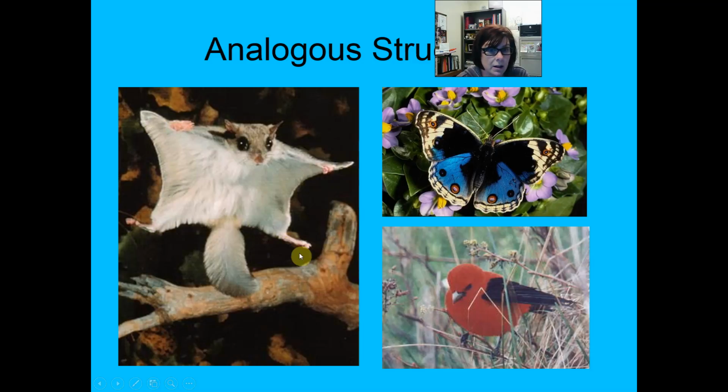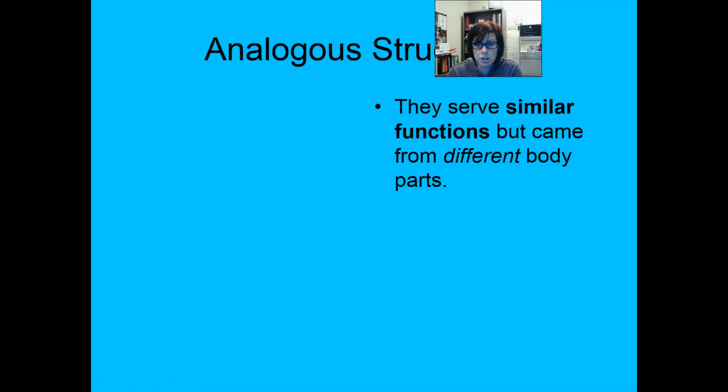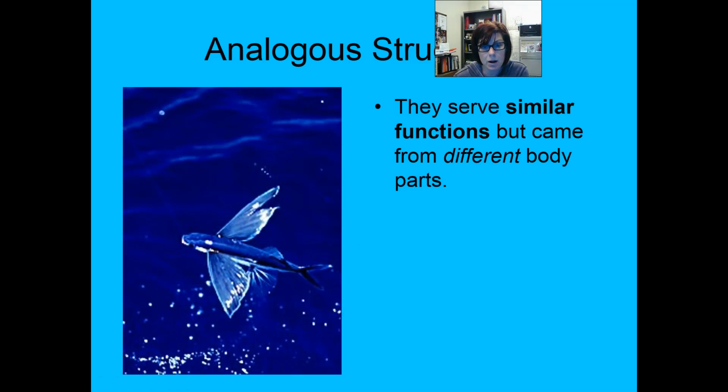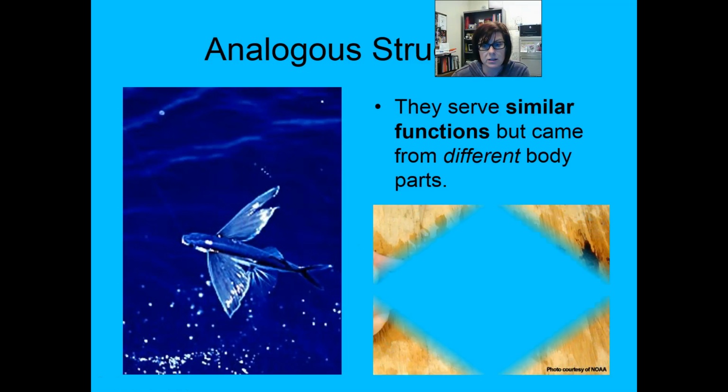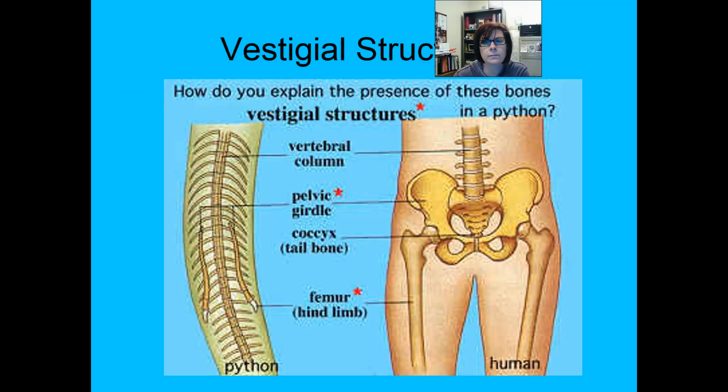Here you have a gliding sugar glider, and it's a glider. It doesn't even fly, it just glides. So similar function, but they came from different body parts. This is an example of what some people call a flying fish. Again, it's a glider.